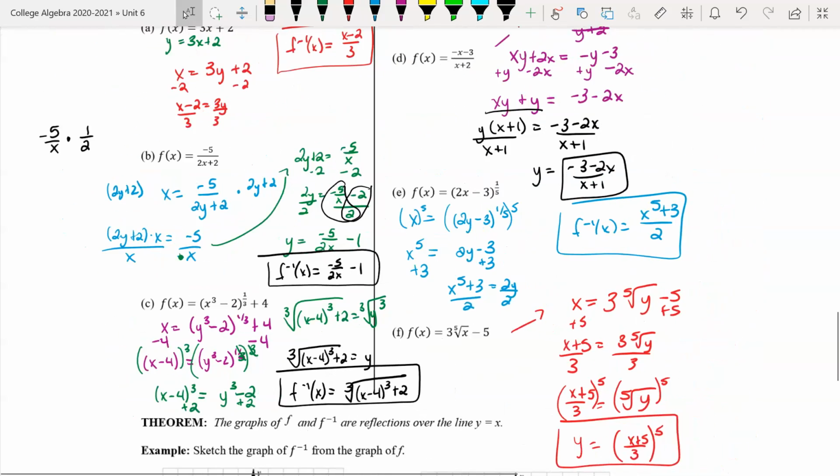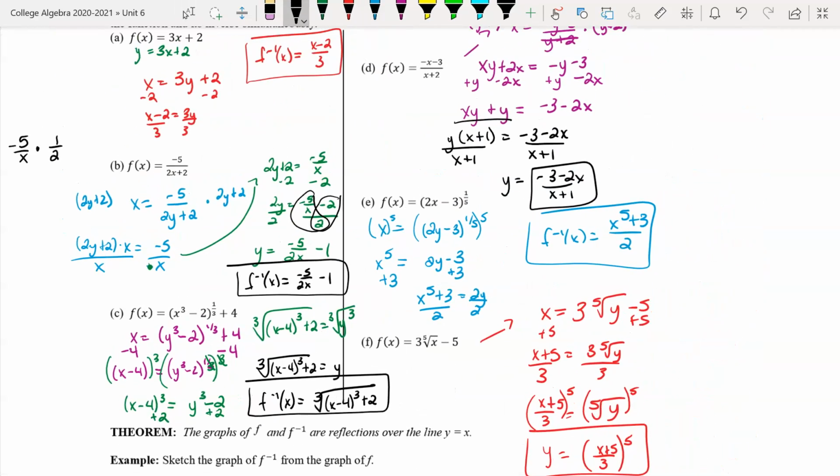So that's how you do a lot of those problems. That's what you're mainly going to see on the Hawks is problems like that. However, if it has x squared or absolute value in it, then you're not going to have an inverse, okay?